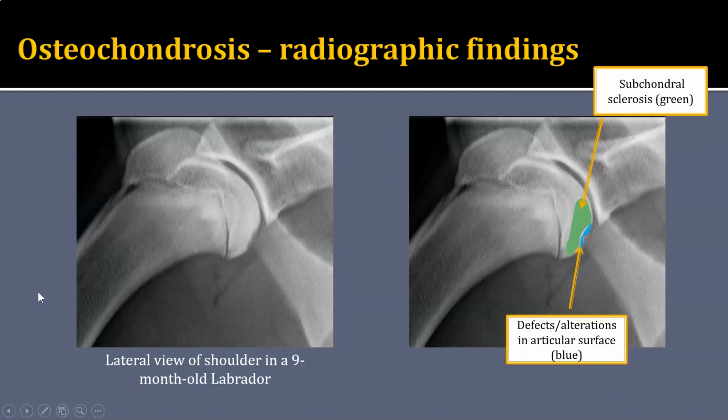Here's an example of a lateral view of a shoulder in a dog. And again, we're looking for things like this defect in the contour of this articular surface of the humeral head. There's a little bit of subchondral lucency associated with that defect. And then there is also this subchondral increased bone opacity or sclerosis surrounding that defect in that caudal aspect of the humeral head. This image has a little bit of motion blur, which is why it looks kind of fuzzy. And this patient does not have any secondary degenerative joint disease.